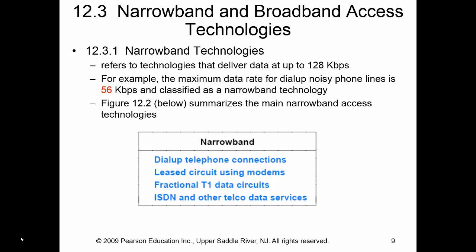Fractional T1s. Last week we talked about bonding, and how bonding the 56K modems allows you to do a T1. So a fractional T1 is just a percentage of a T1. So again, that's going to be a leased circuit. One of the last ones are ISDNs, or other forms of telecom data services that are pretty much old and slow. That's what our narrowband typically is. Those are our older and slower technologies.